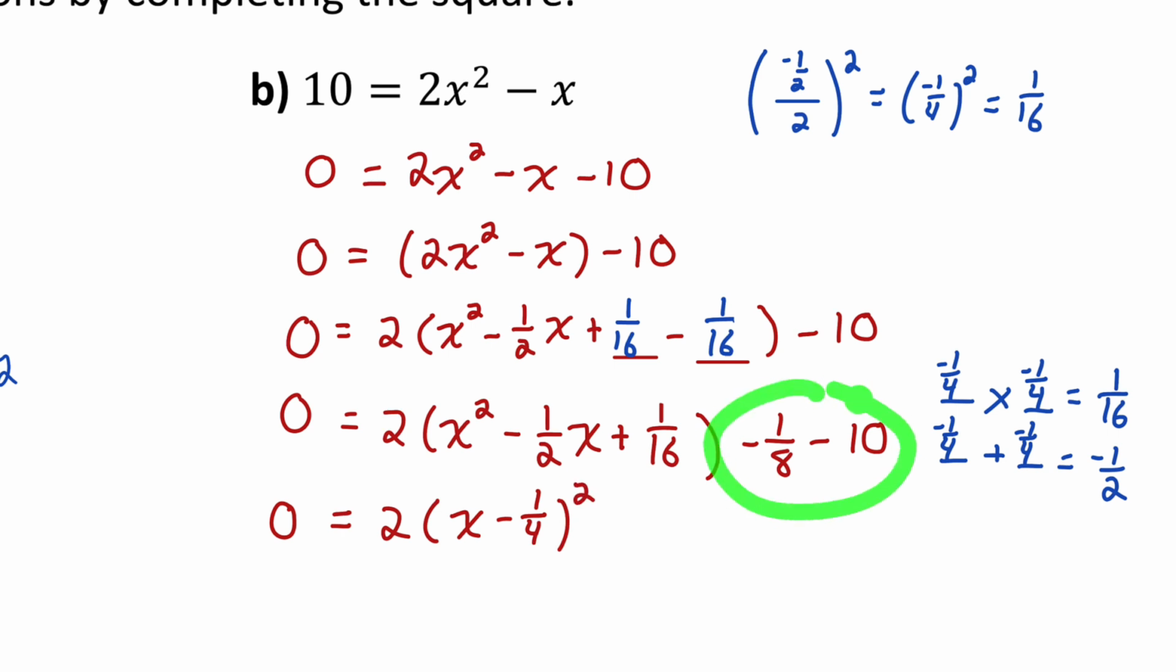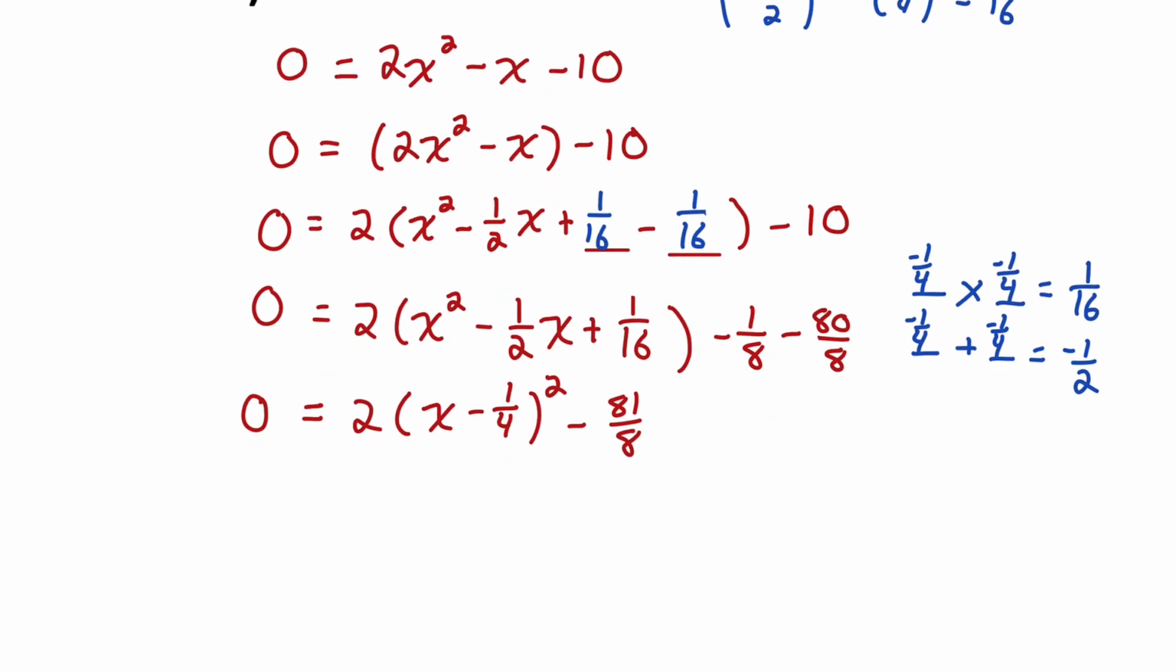And then when collecting my constants, I'm going to need to get a common denominator. Right now it's negative 10 over 1. Multiplying top and bottom of that by 8, I get 80 over 8 is equal to 10. So negative 1 over 8 minus 80 over 8 is negative 81 over 8.